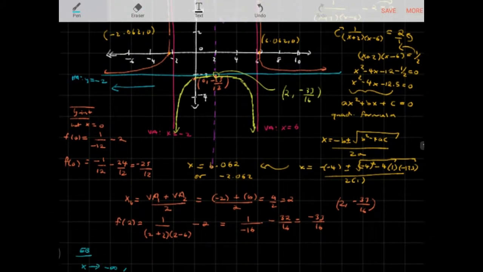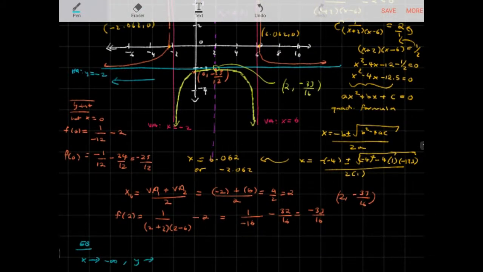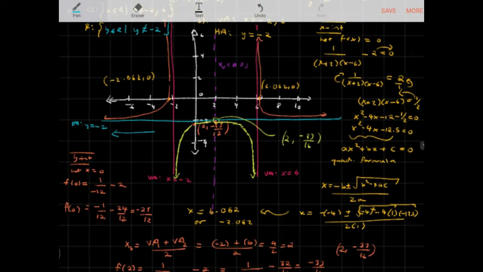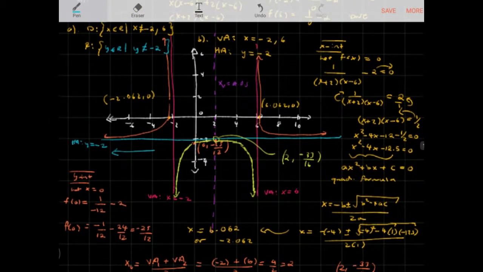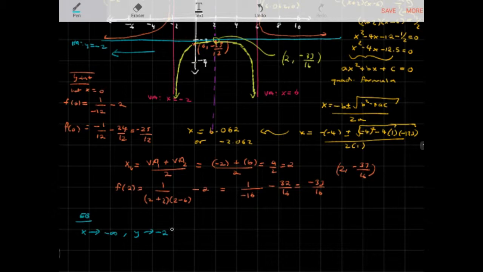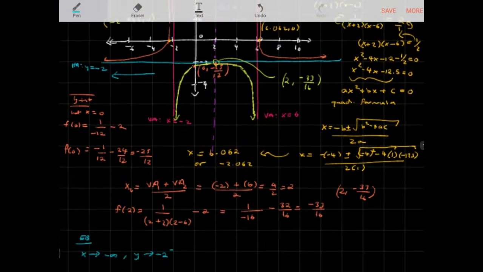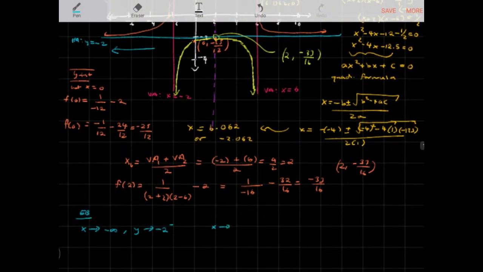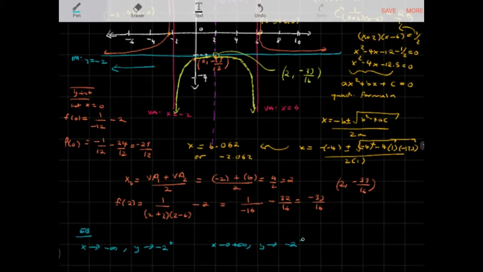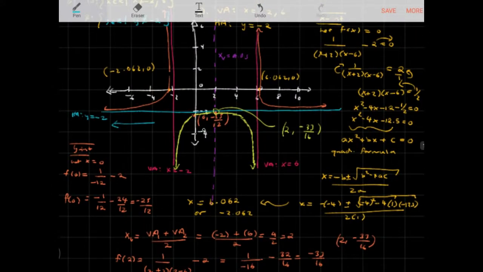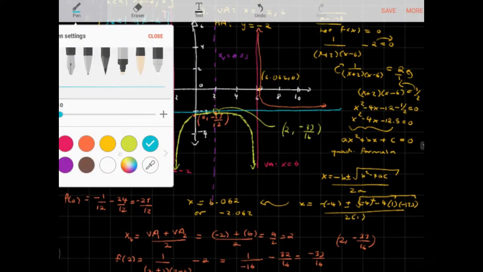If we go this way on negative infinity, then we can notice that y approaches the horizontal asymptote. Y approaches negative 2 from above. You can notice the same thing occurring as x approaches positive infinity. Y also approaches negative 2 from above. If we are saying above, we should put a plus sign here. So this is negative 2 from above.